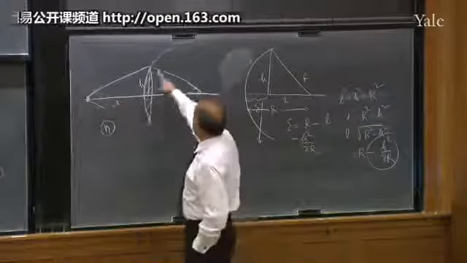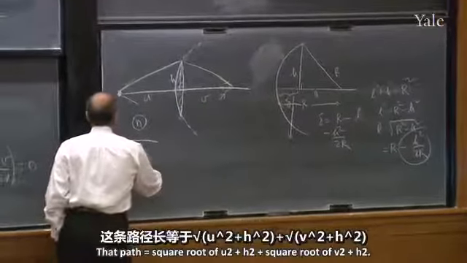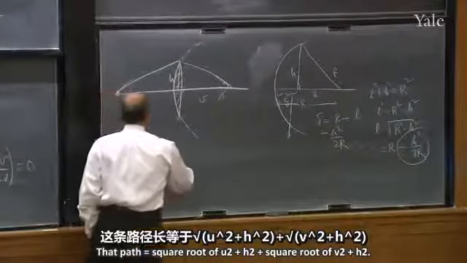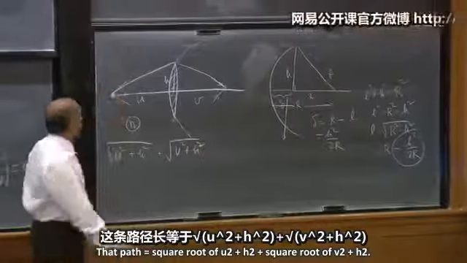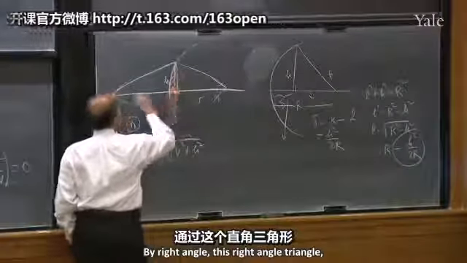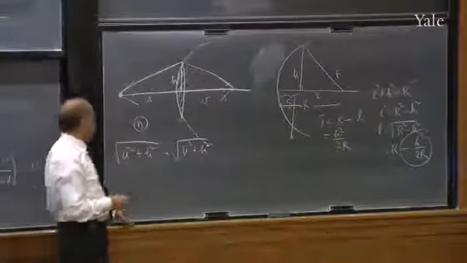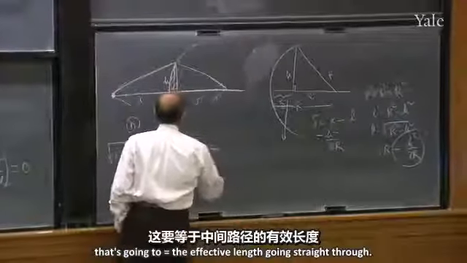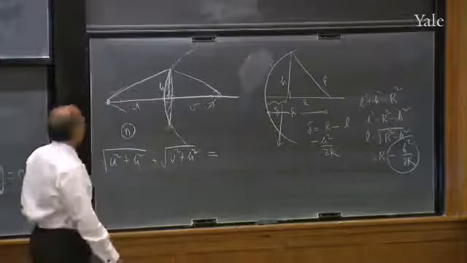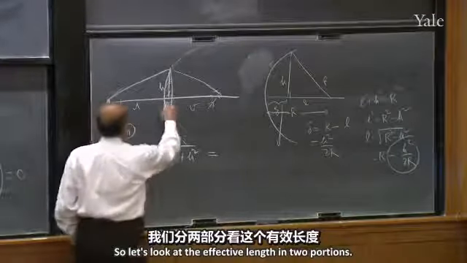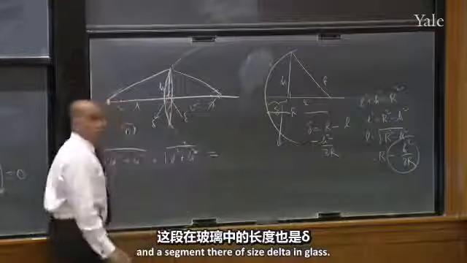So let's see how long that path is. That path is equal to the square root of u squared plus h squared plus the square root of v squared plus h squared. Right? By right angle, this right angle triangle, that right angle triangle, it's very easy to get that. And that's going to be equal to the effective length going straight through. So let's look at the effective length in two portions. That's a segment here of size delta and a segment there of size delta in glass.